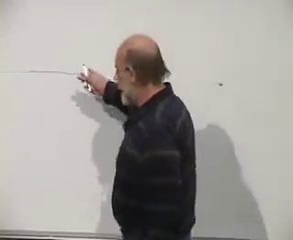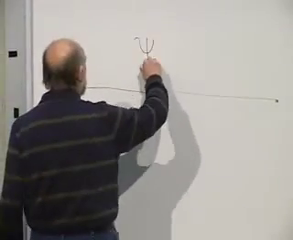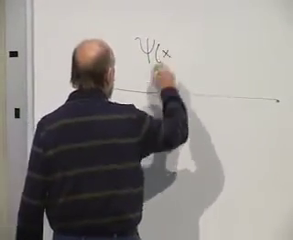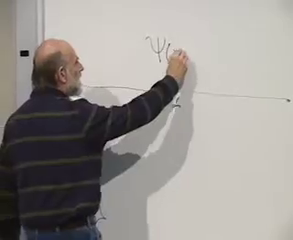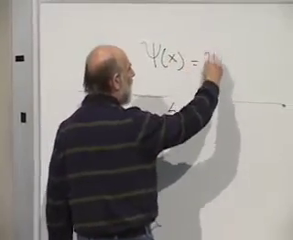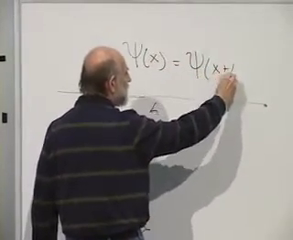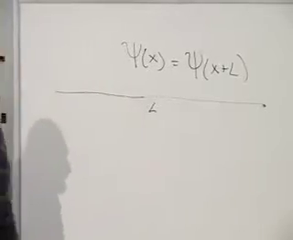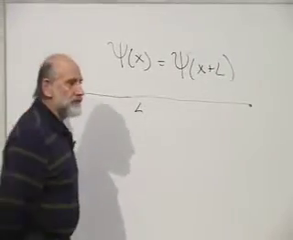Under these circumstances, the analog statement for quantum mechanics is that the wave function psi of x should be periodic. Let's call this distance L. Psi of x should equal psi of x plus L. That's the notion of a periodic wave function.